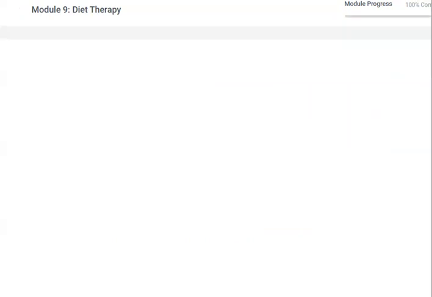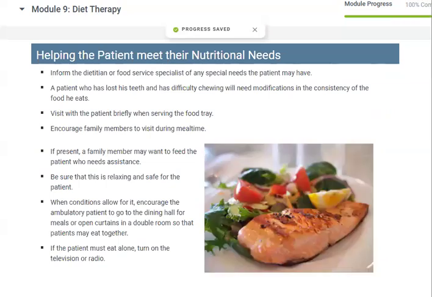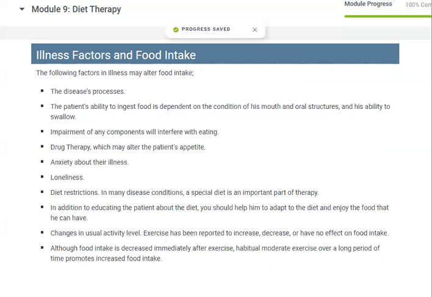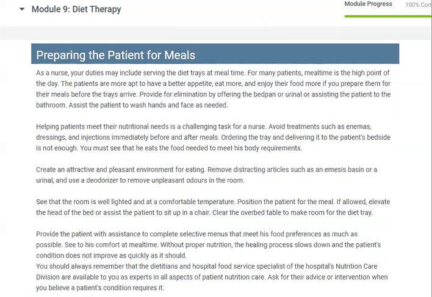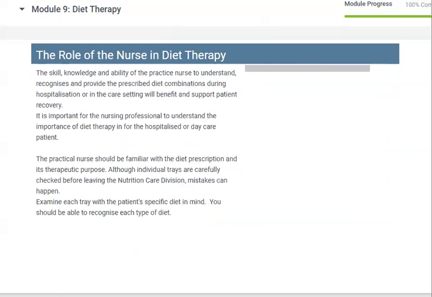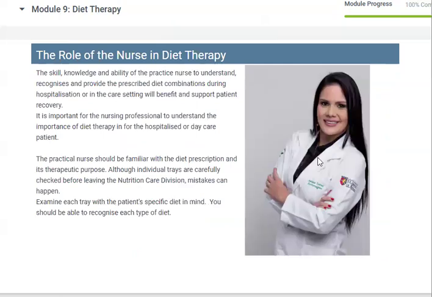The role of the nurse in diet therapy. The skill, knowledge, and ability of the practical nurse to understand, recognize, and provide the prescribed diet combinations during hospitalization or in the care setting will benefit and support patient recovery. It is important for the nursing professional to understand the importance of diet therapy for the hospitalized or daycare patient. The practical nurse should be familiar with the diet prescription and its therapeutic purpose.